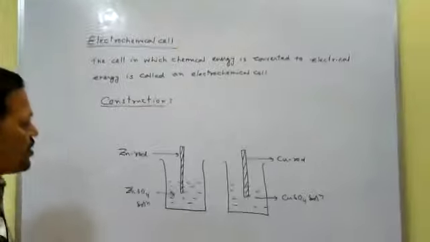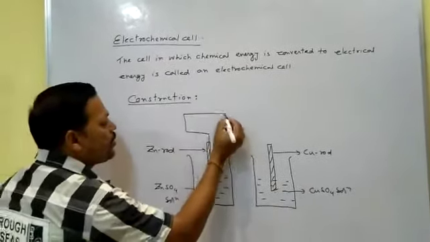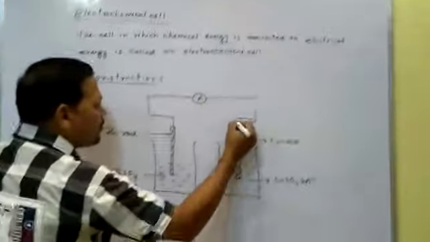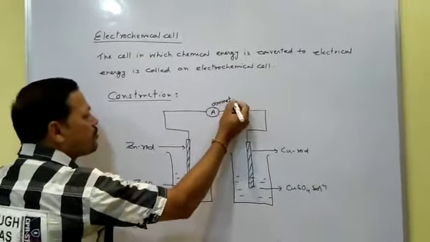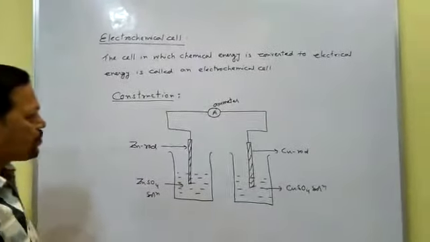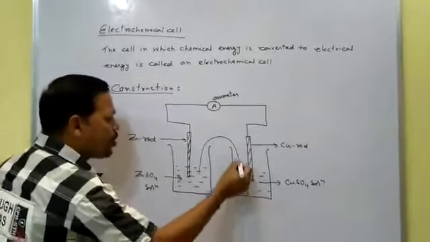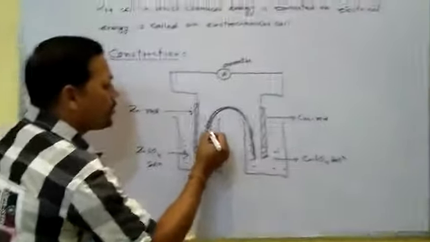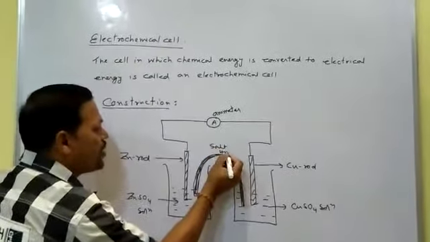in two different containers. Both the metal rods are connected with an ammeter by using one metallic wire. This is the ammeter. And both the solutions are connected by a salt bridge. This is a salt bridge which connects both the solutions. This is called the salt bridge.